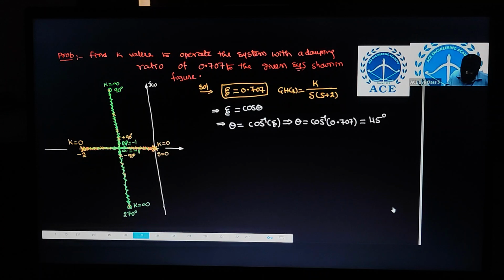Very good. Now you draw a line with the angle of 45 degrees. So I'll draw a line like this. Somewhere it intersects the locus. Here you have to find the K value. You need to find the K value here.